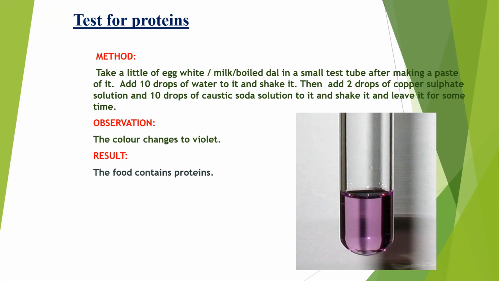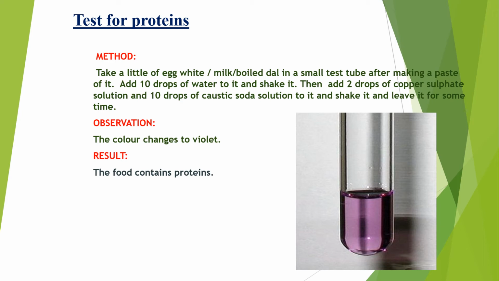Let us now test for proteins. We have to take a food item which is rich in proteins. It could be a piece of egg white boiled or little of milk or boiled dal. If the food item is a solid, mash it and make it into a paste. Add a little to the test tube and add a few drops of water, shake it well.